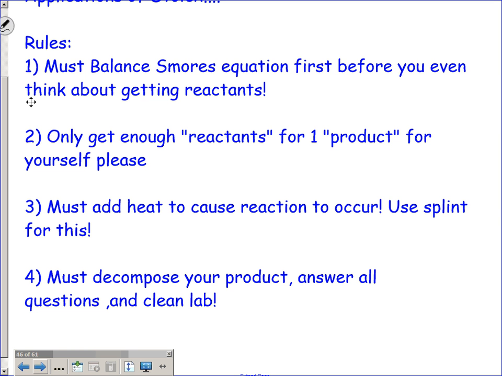All right, let us grab our s'mores and find light. Bring your s'mores to this table. This table right here.